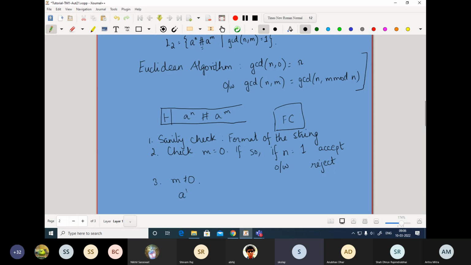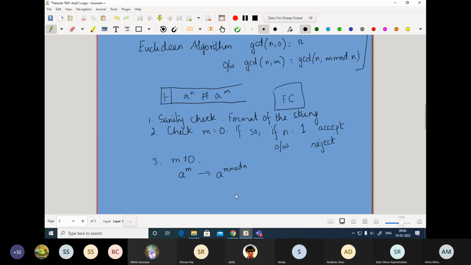So basically in the a to the m portion, you have to reduce a to the m to a to the m mod n. This is the operation that you have to do, right? Ma'am, we can take two directions according to whether n is greater than m or m is greater than n. Yeah. Let us assume that m is greater than n. Yes, ma'am. And now we start marking off chunks of size n in the right part of the string.